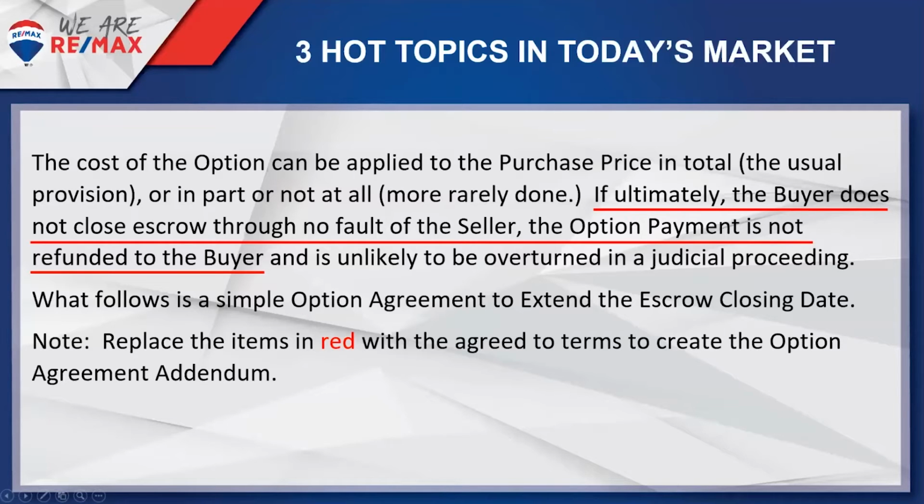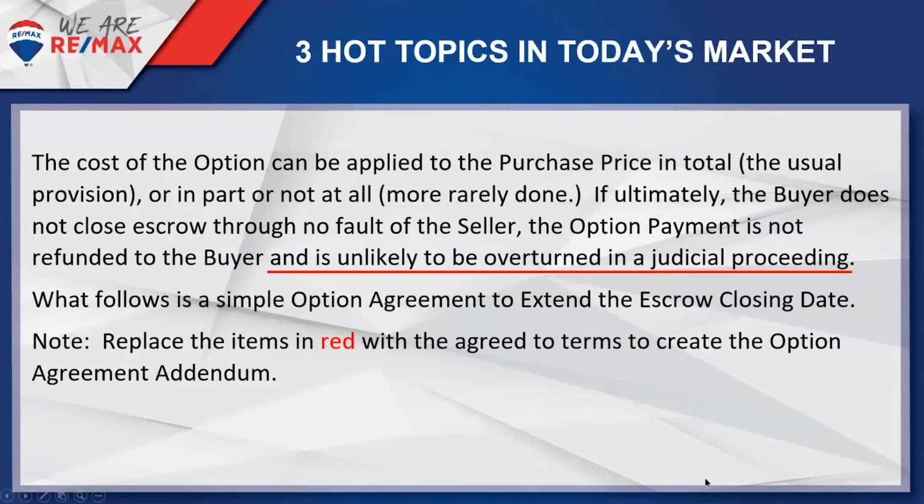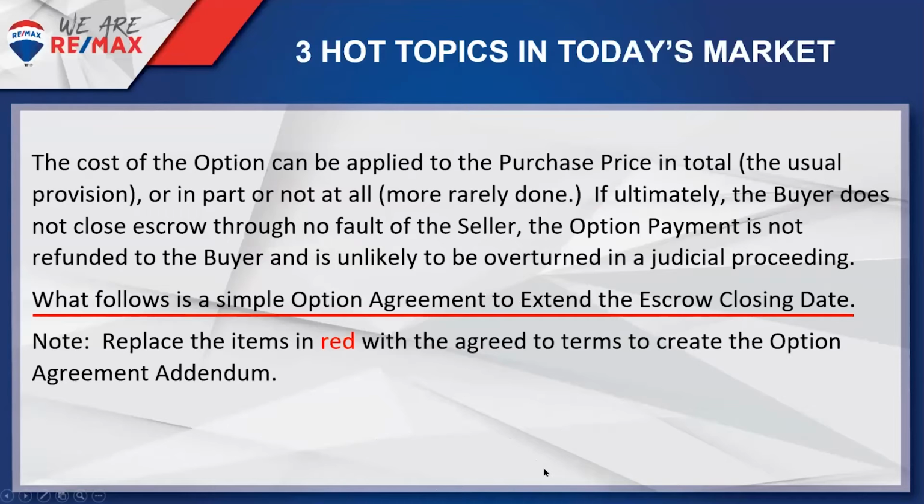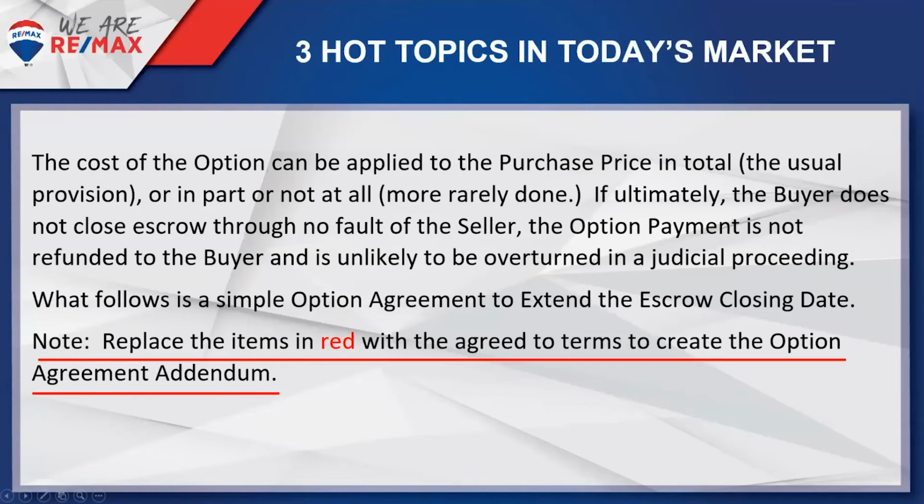So there's no judicial reasoning to force a seller to return an option payment to a buyer who ultimately doesn't close. So it will not be overturned in a judicial proceeding in all probability. Okay. So now what follows is a simple option agreement to extend escrow. And when you get it from Agent Hub, Lindsay put it on Agent Hub in a way that you can download it and then edit it, so that you don't edit anything in black without checking with me, but edit the stuff in red, and you'll see that in a moment.